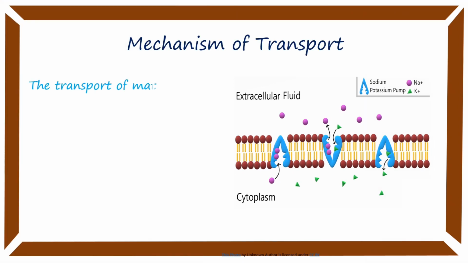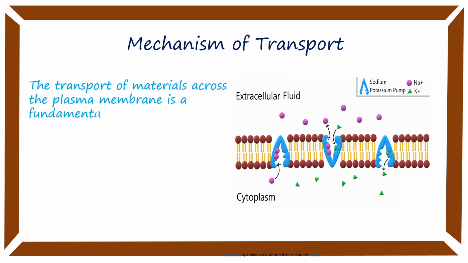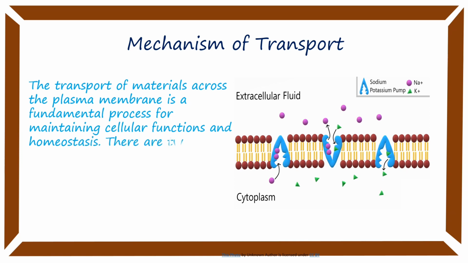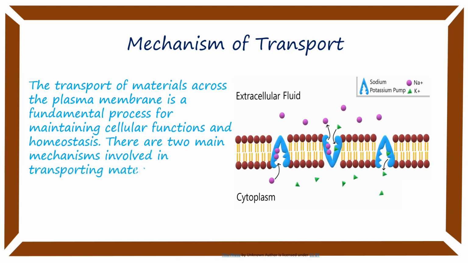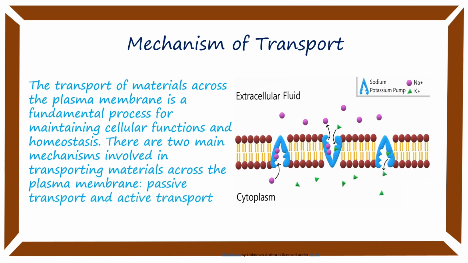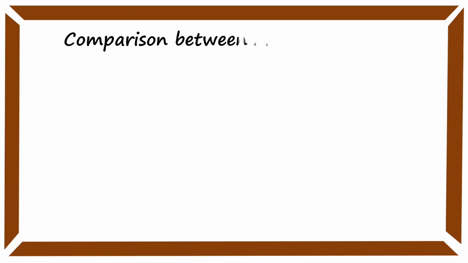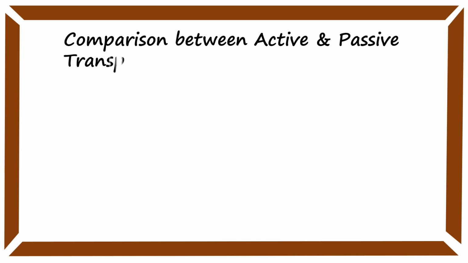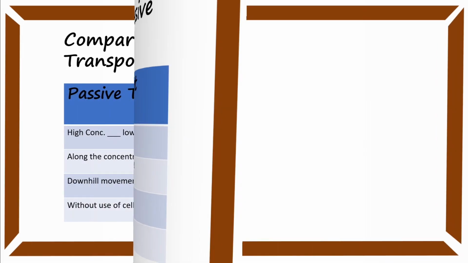Mechanism of transport. The transport of materials across the plasma membrane is a fundamental process for maintaining cellular function and homeostasis. There are two main mechanisms involved in transporting materials across the plasma membrane: passive transport and active transport. Comparison between active and passive transport.